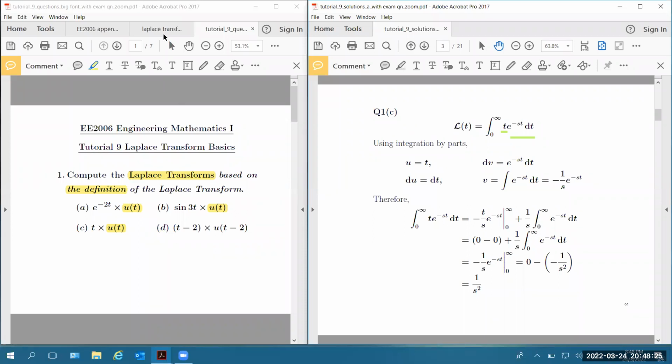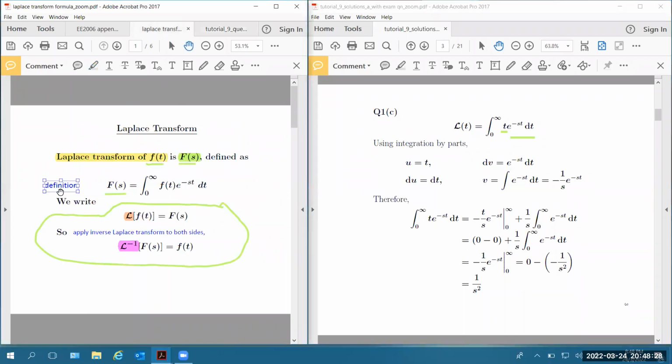Definition. Yeah, this one. Can you see this formula here? F(s) equals this thing. This is the definition. Basically, they ask us to integrate it out. You take your f(t), multiply by e to the power minus st, and integrate from 0 to infinity with respect to t. Yeah, so this formula is called the definition. All right, so maybe we go to part D.